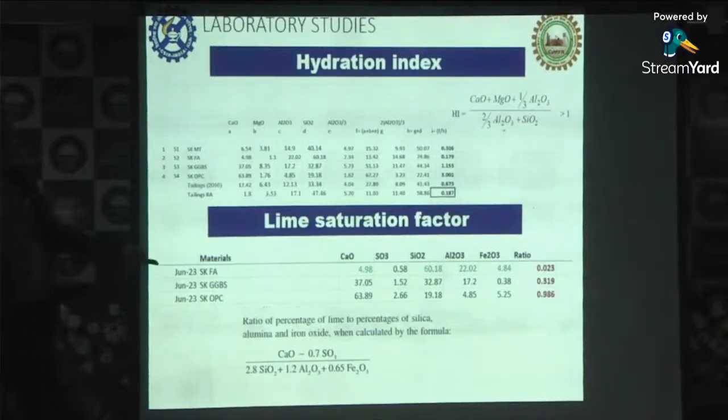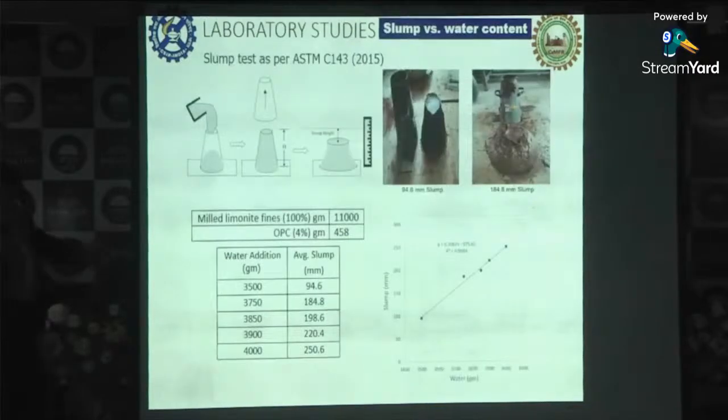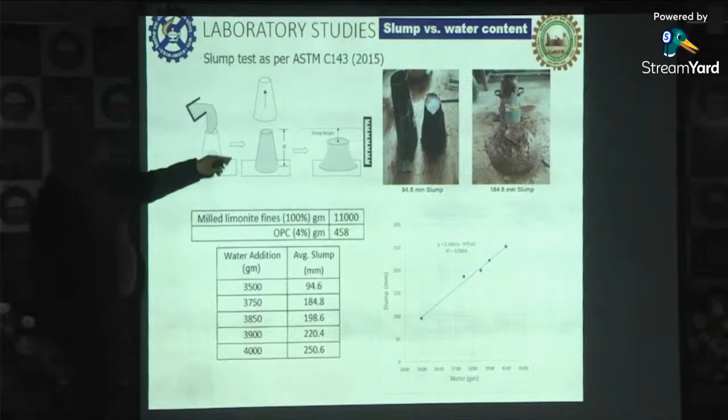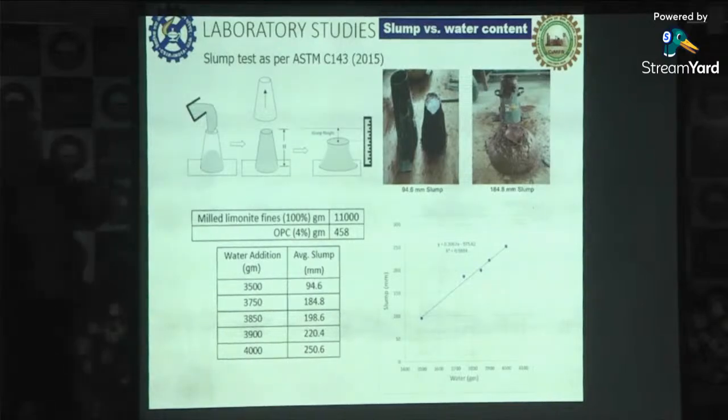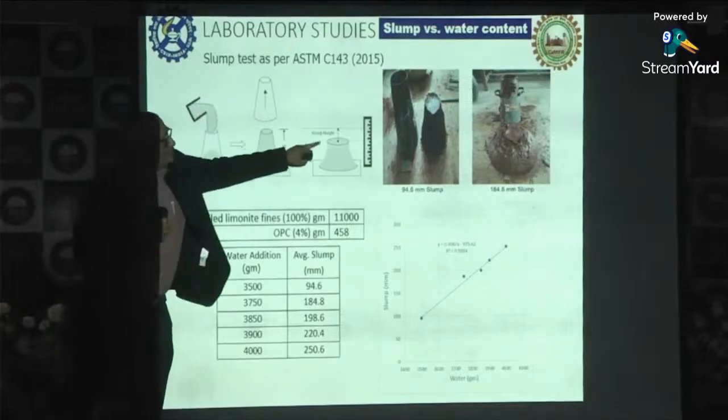It is a ratio of calcium oxide, silica, silicon oxide, aluminum oxide, and iron oxide. So this is a slump test, what I was talking about, what we do. Slump is the subsidence. If we mix it with the required pulp density and we pour it, this is the subsidence.